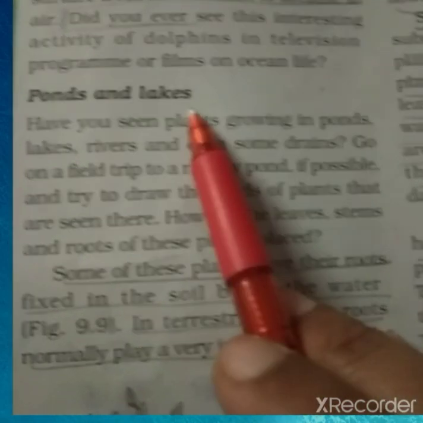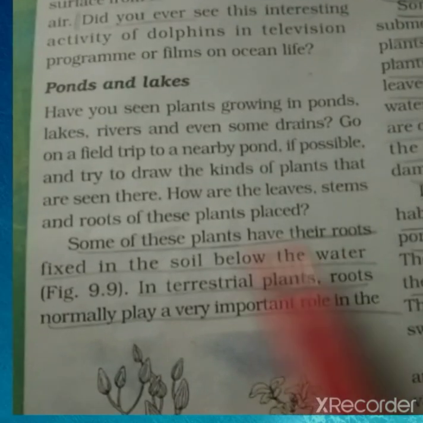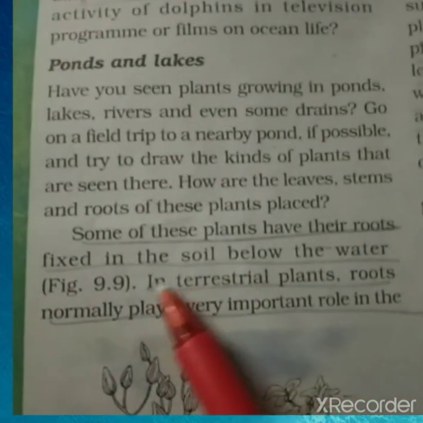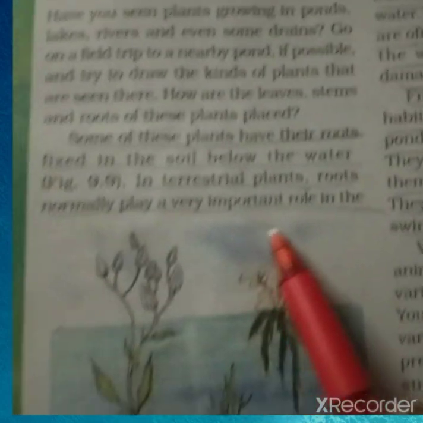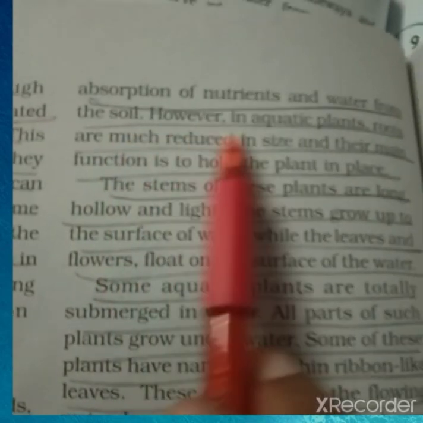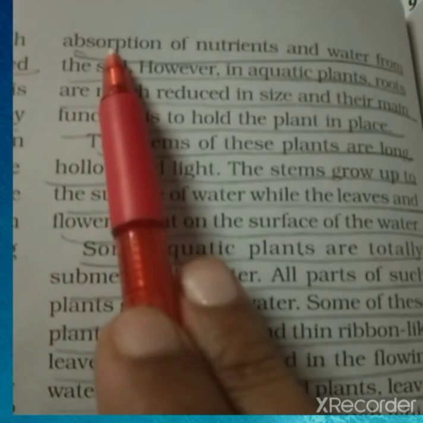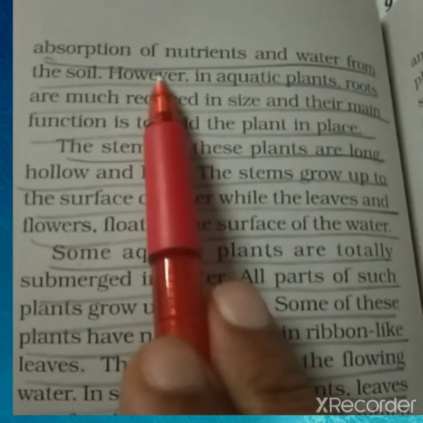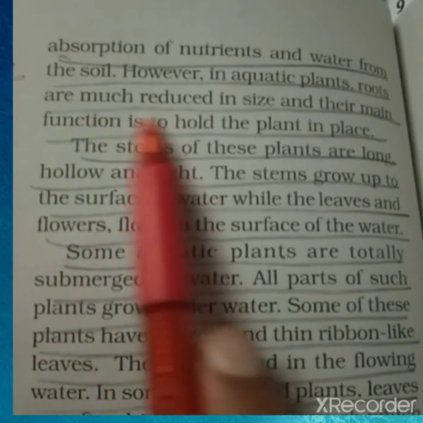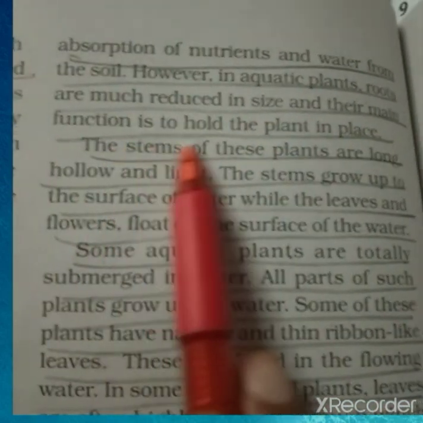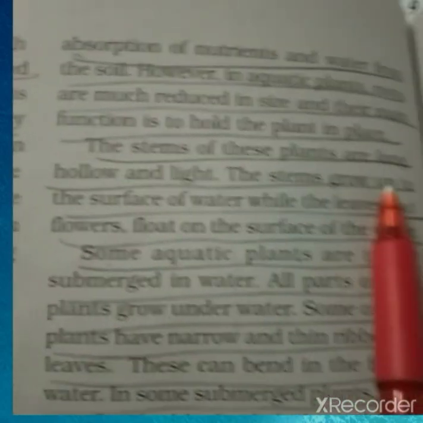Now about ponds and lakes. Some of the plants in ponds and lakes have their roots fixed in the soil below the water. In terrestrial plants, roots normally play a very important role. What is the function of the roots? Absorption of nutrients and water from the soil. But in aquatic plants, roots are much reduced in size and their main function is to hold the plants in place. The stem is also hollow, light and long.